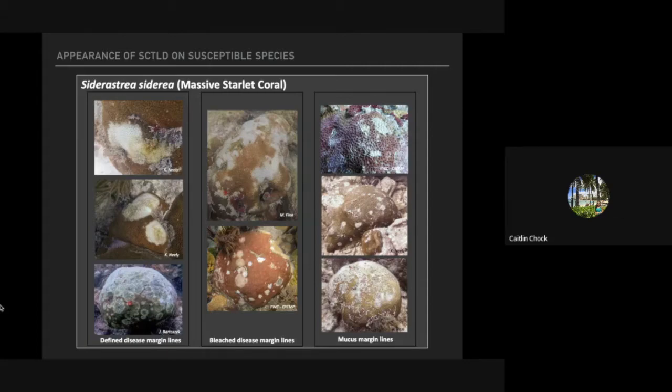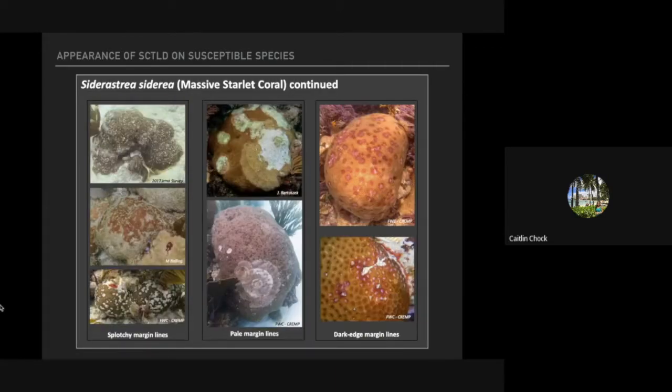And on the SCID, there are a lot of different ways that the disease can appear. In one reference, it did say that SCID can show signs of disease very early on in the outbreak, which may or may not be the same disease. And as you can see, it can look very, very different.